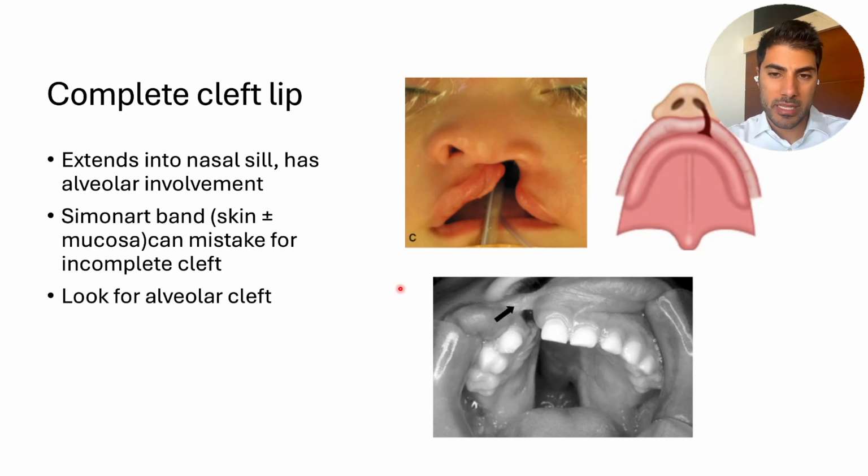Sometimes when we look from the exterior at a patient, we might think it is an incomplete cleft because of this seminoid band, but the trick is we should look at the alveolus, and once we see the cleft in the alveolus, we'll know that this is a complete, not an incomplete cleft lip.